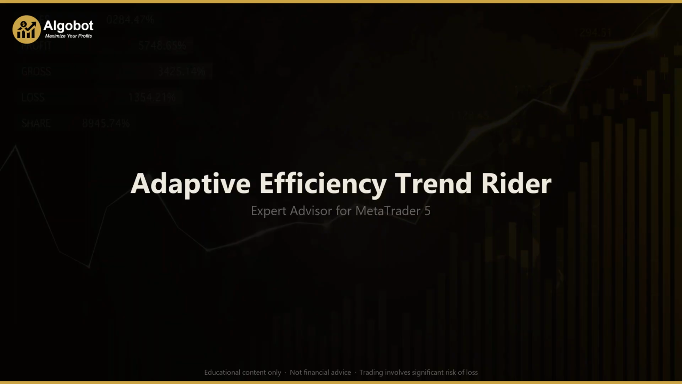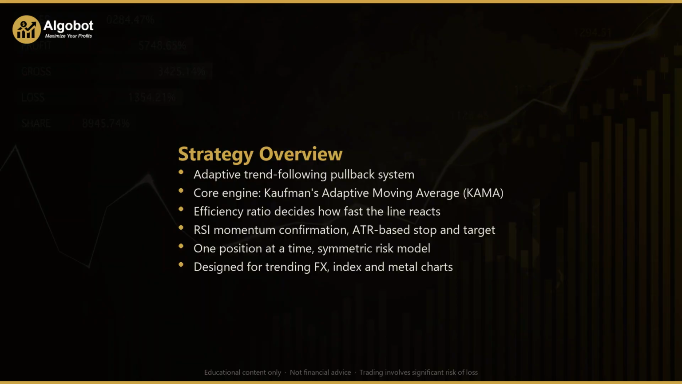By the end of this video, you'll understand exactly how it reads the market, how it enters, and how it manages risk. Let's dive in. So what does this expert advisor actually do? At its heart, the Adaptive Efficiency Trend Rider is a trend-following pullback system. That means it doesn't try to pick tops and bottoms. Instead, it waits for a trend to establish itself, waits for price to pull back toward a key line, and then looks to join the move as price recovers.